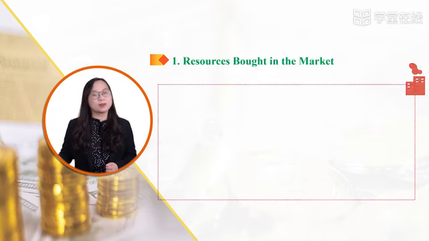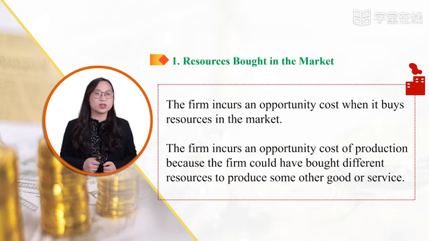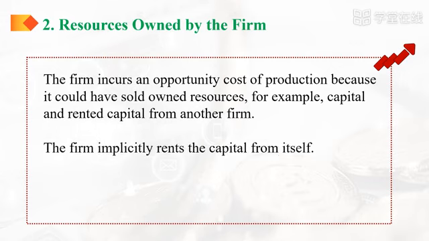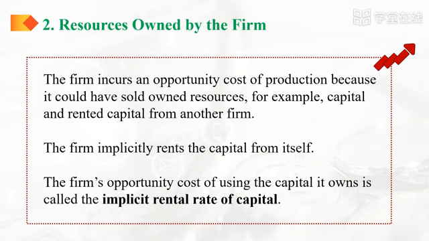First, the firm incurs an opportunity cost when it buys resources in the market, because the firm could have bought different resources to produce some other goods or services. Second, if the firm owns capital and uses it to produce its outputs, then the firm incurs an opportunity cost, because it could have sold the capital and rented capital from another firm. The firm implicitly rents the capital from itself. Then the firm's opportunity cost of using the capital it owns is called the implicit rental rate of the capital.